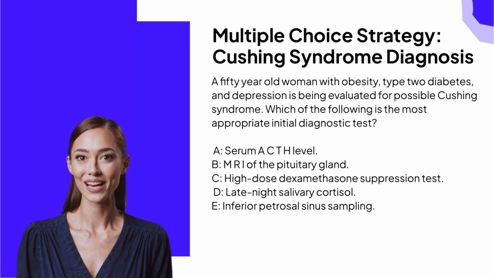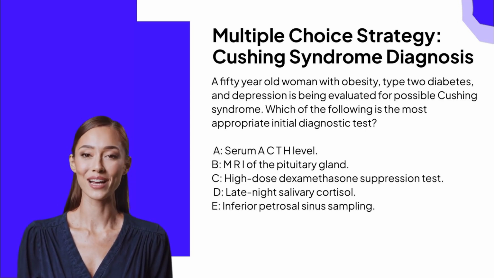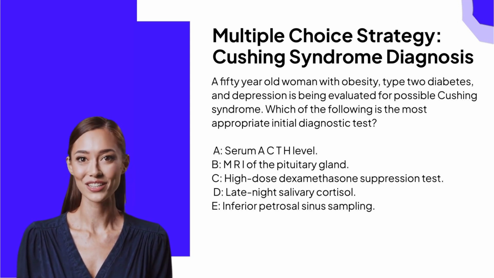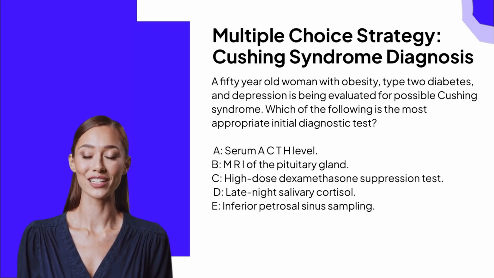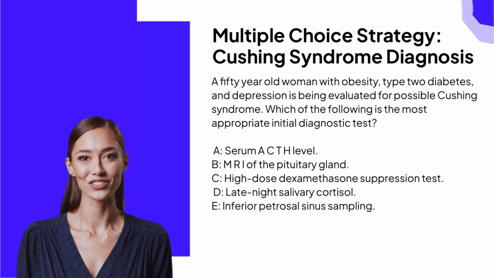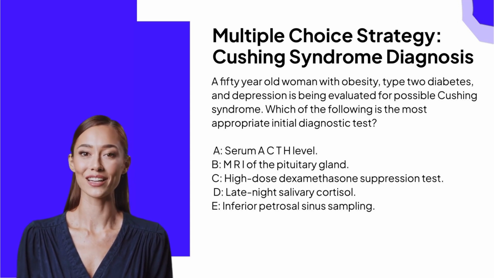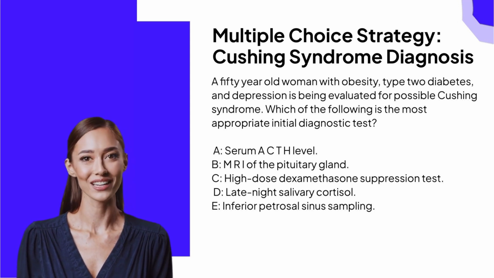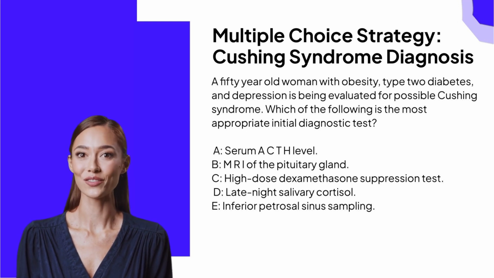Option A, serum ACTH level, is used to differentiate ACTH-dependent from ACTH-independent Cushing, but this is a localization step, not a screening step. Eliminate. Option B, MRI of the pituitary, is imaging for localization. You would never image before confirming the diagnosis biochemically. Strong eliminate. Option C, high-dose dexamethasone suppression test, is used to differentiate pituitary from ectopic ACTH sources. Again, this is localization, not initial screening.